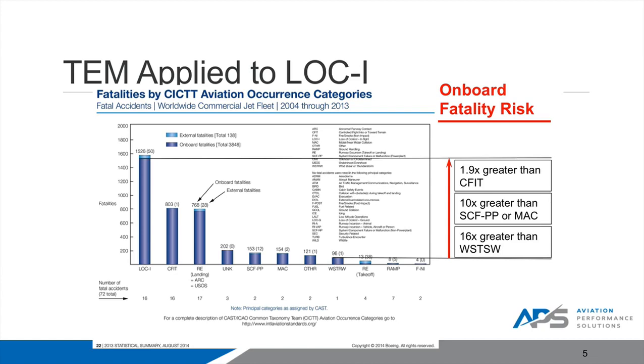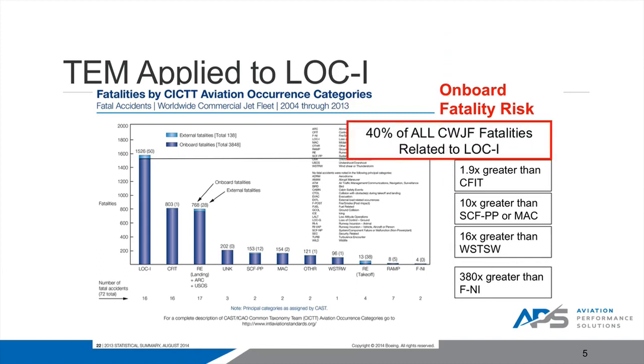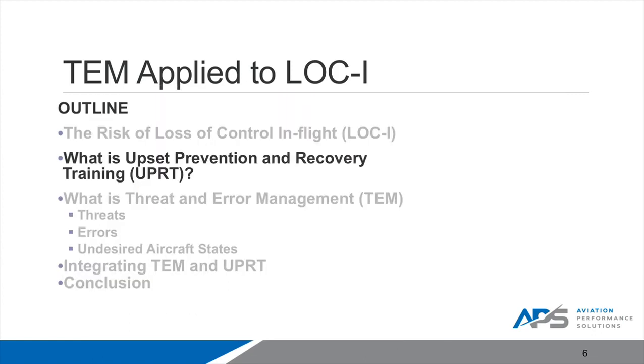And if we go all the way down to non-impact related fires, you're 380 times more likely to perish from a loss of control in flight mishap as you are from a non-impact related fire. Fully 40% of all commercial worldwide jet fleet fatalities are related to loss of control in flight. So loss of control in flight or an upset can be prevented or recovered from with proper training.